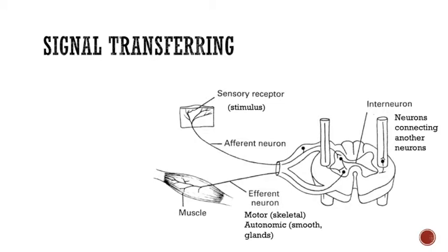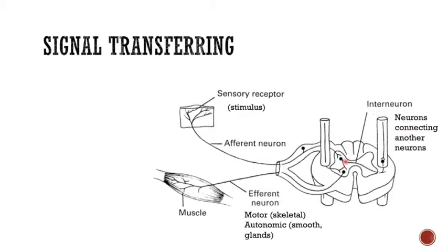So let's talk about the different names of the neurons depending on the direction in which the signal is being transferred. First of all, a neuron that is connecting with another neuron. Neurons that connect to other neurons, or neurons in between neurons, are called interneurons. And as I said before, they connect one neuron to the other.